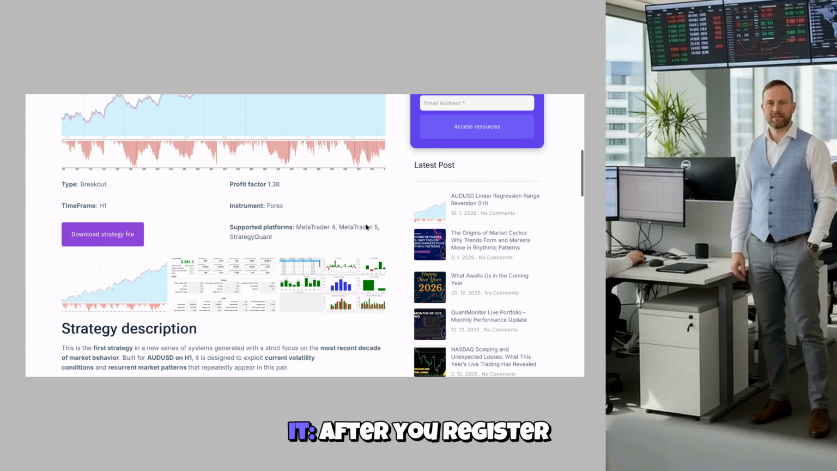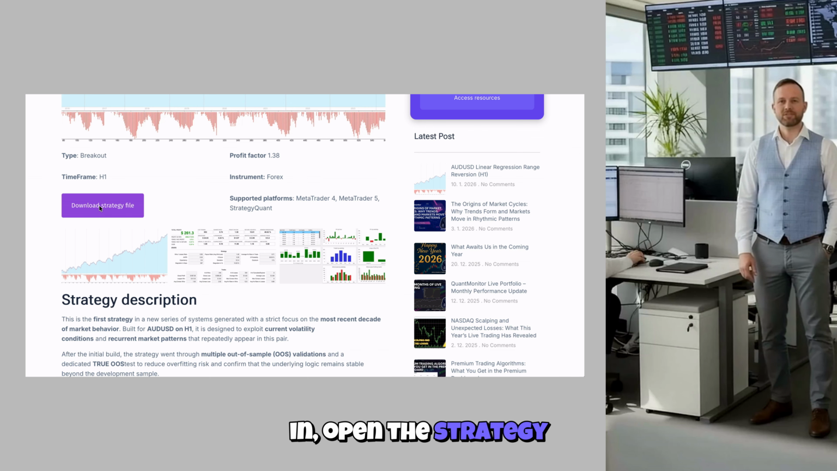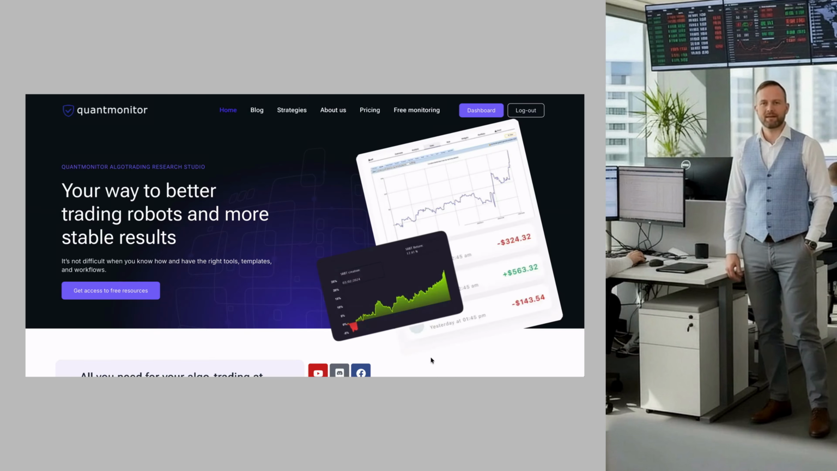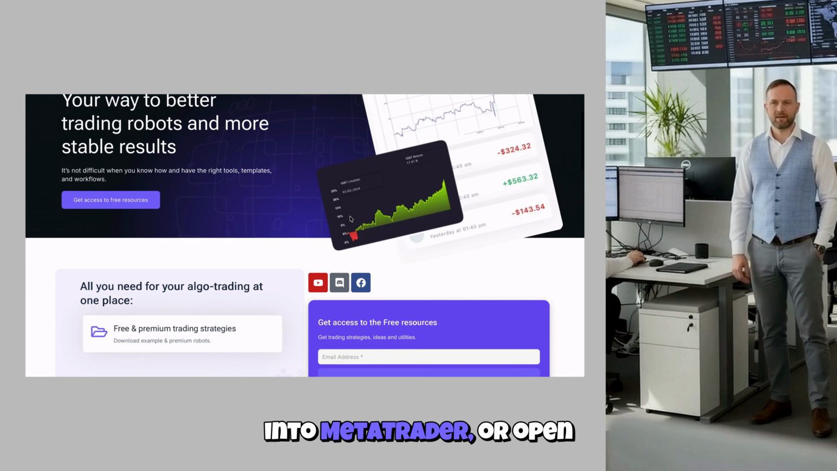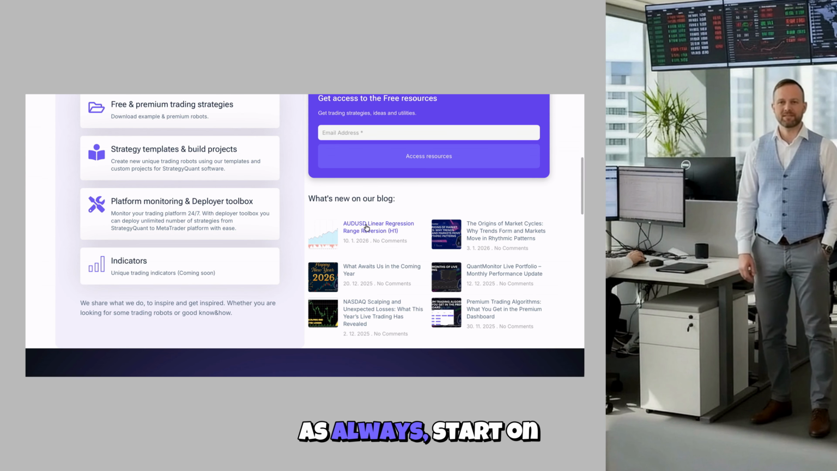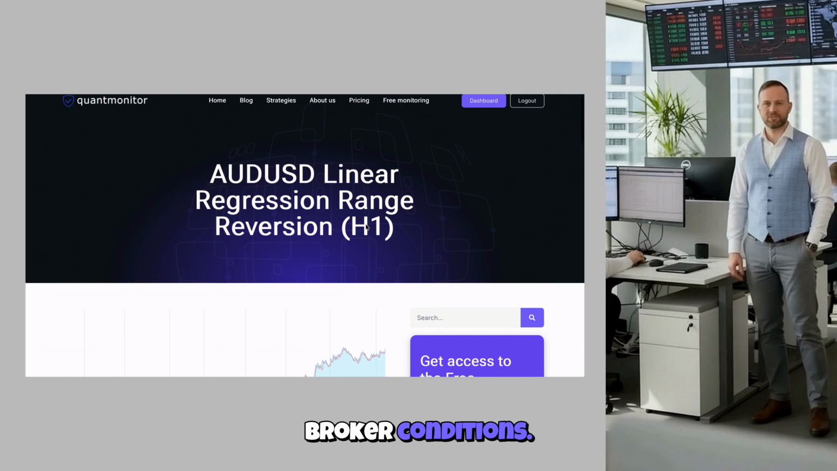Here's how to download it. After you register on our website, log in, open the strategy page, and you'll see the download section, typically a zip archive. Download it, unzip it, and then import it into MetaTrader, or open it in StrategyQuant depending on the package. As always, start on a demo account and validate performance with your broker conditions.